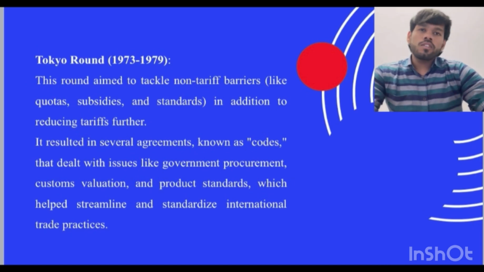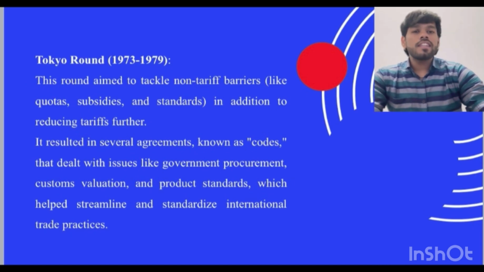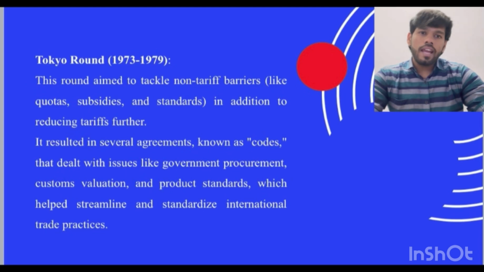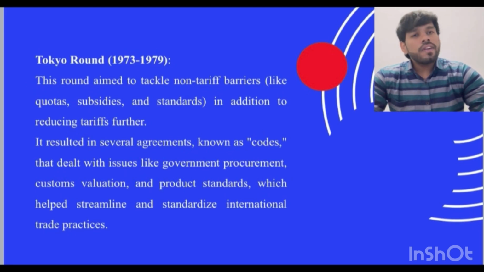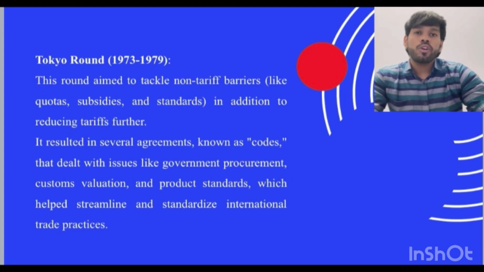Let us see the Tokyo round. The Tokyo round ran from 1973 to 1979, and this round mainly aimed to tackle non-tariff barriers like quotas, subsidies, and standards, in addition to reducing tariffs further. It resulted in several agreements known as codes that dealt with issues like government procurement, customs valuation, and product standards, which helped to streamline and standardize international trade practices.